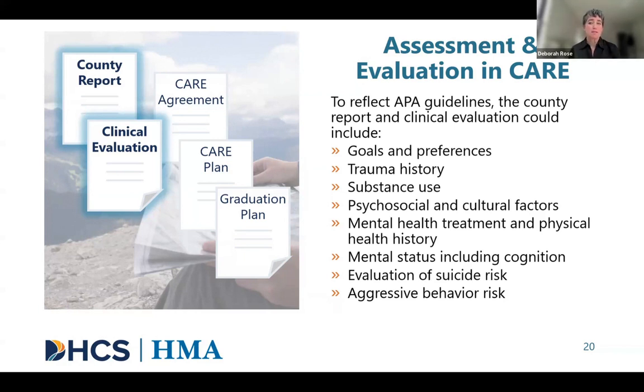We think about an assessment, really important that a mental health evaluation is done, and this would include history of and current symptoms, certainly mental health and physical treatment history, what's worked, what hasn't, a mental status evaluation, and then an evaluation for suicidality and a consideration for risk of aggression. All things that should be included.